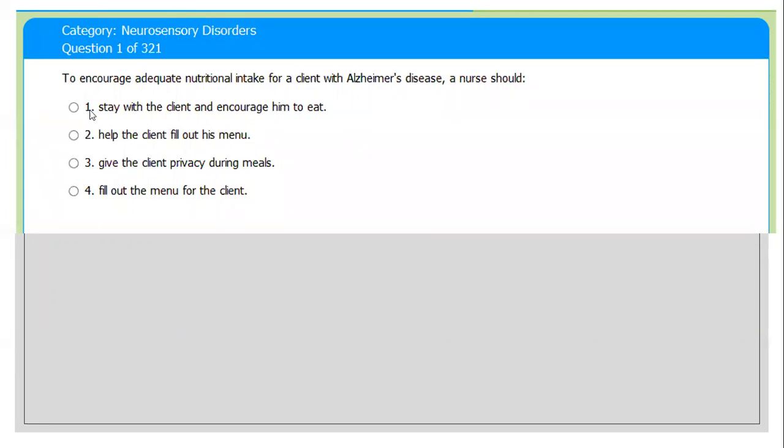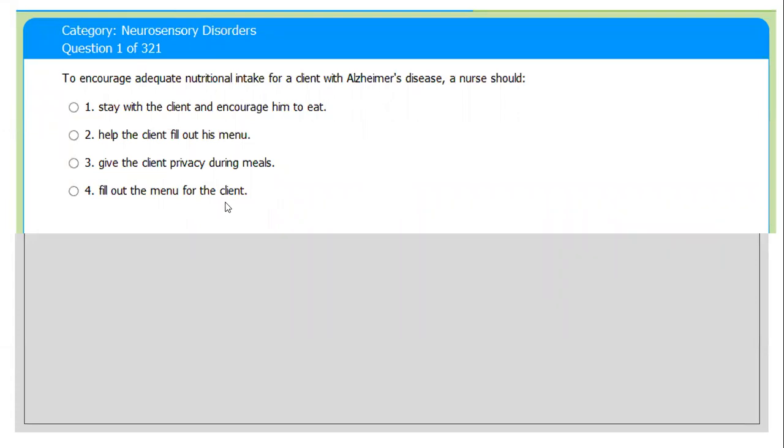So they said, number one, stay with the client, encouraging him to eat. Number two, help the client fill out his menu. And number three, give the client privacy during meals. And also number four, fill out the menu for the client.